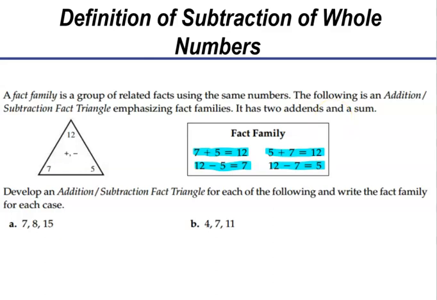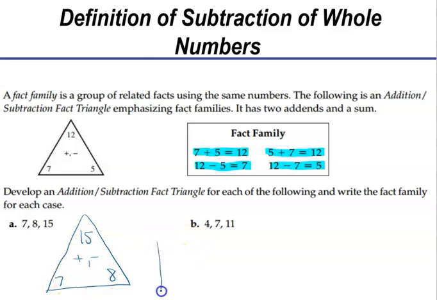We don't have to do both of them, but if we take a look at 7, 8, and 15, if we want to draw the fact family triangle, what would go at the top? That would be the larger number, 15. Why? Because 7 and 8 add to be 15, and you're considering the plus and minus, so you could say 15 subtract 7 equals 8, or 15 subtract 8 equals 7.